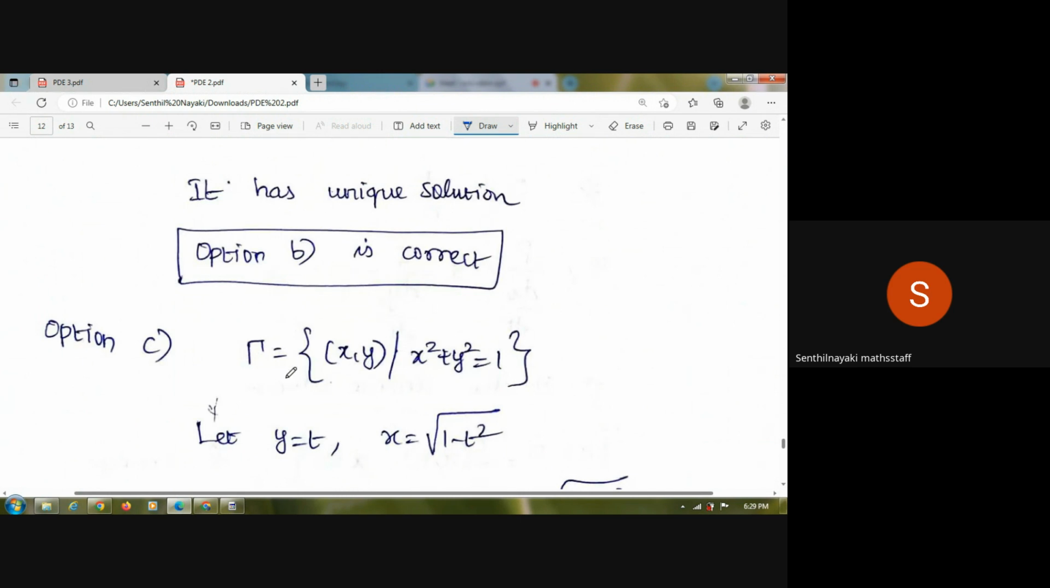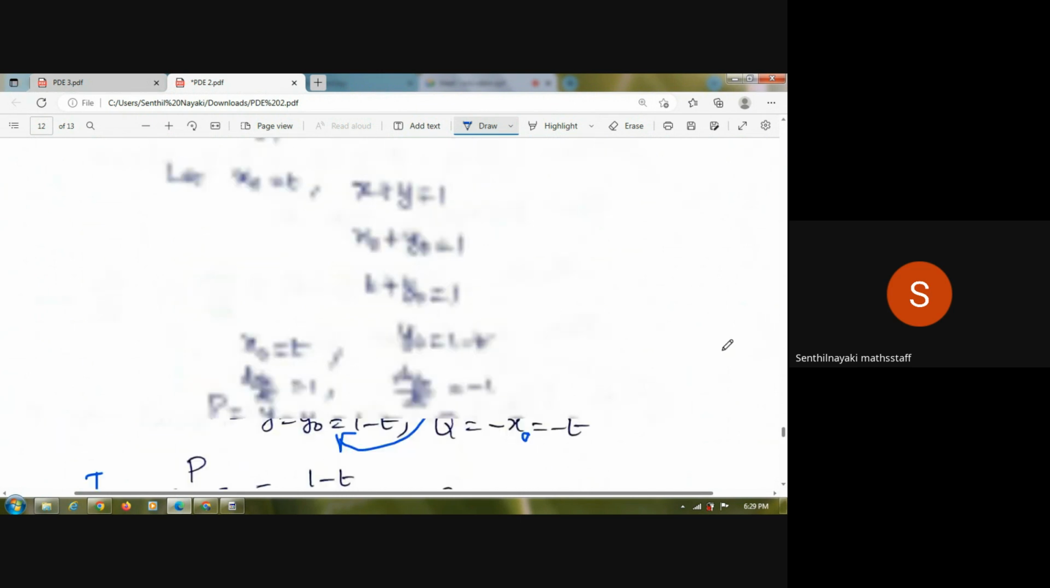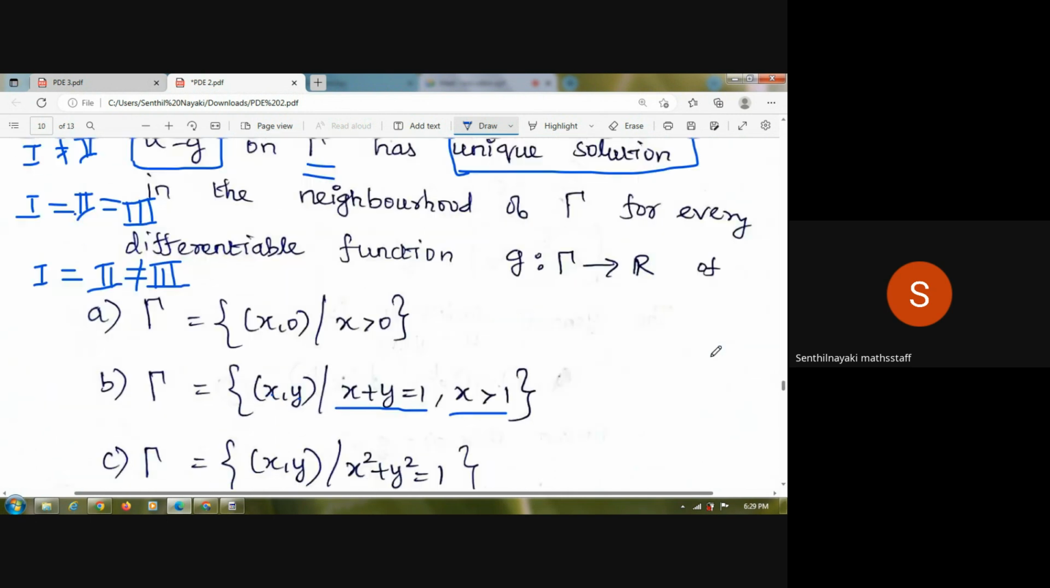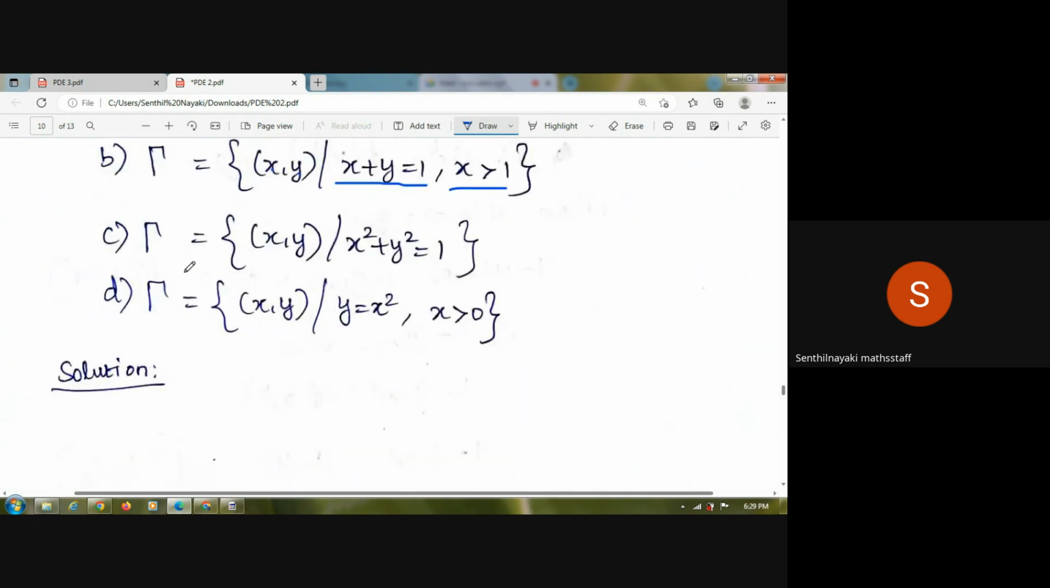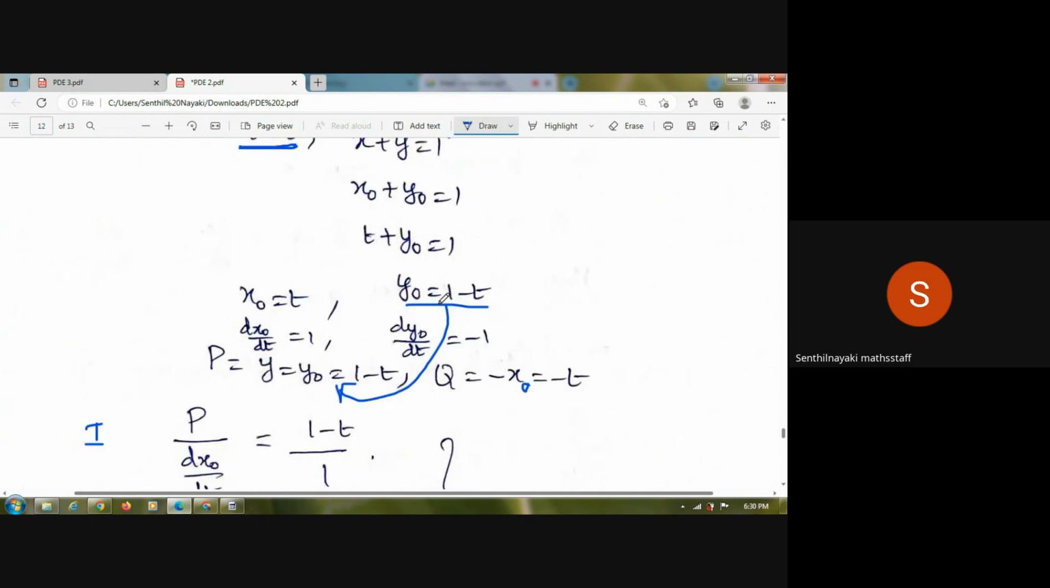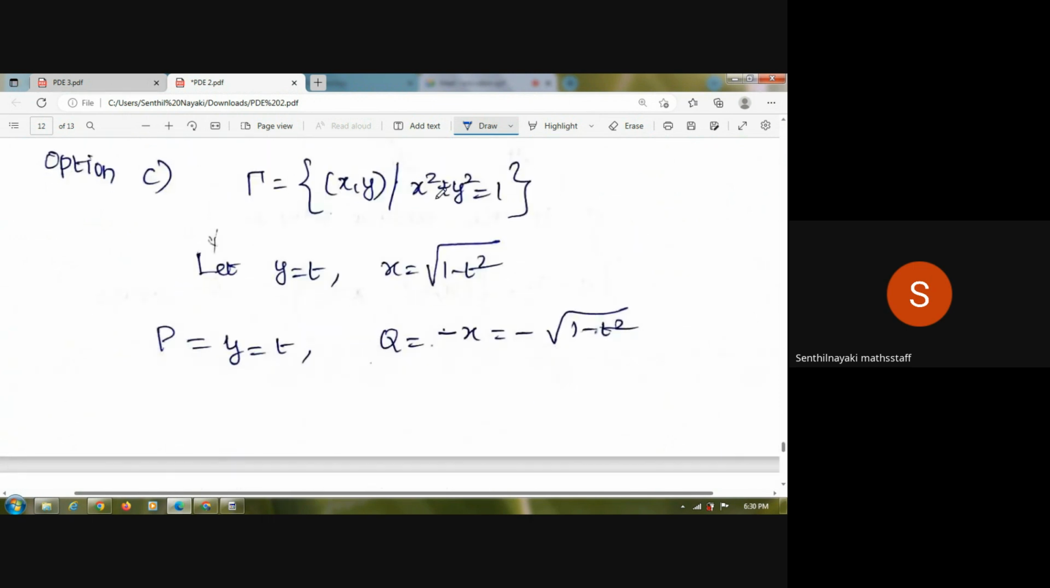Now let us check the third option. What is the third option? Gamma equal to x comma y such that x square plus y square equal to 1. So assume that y equal to t. So here there is no restriction for assuming y equal to t. Instead of y equal to t, you can assume x equal to t also. There is no problem. You get the final answer is the same what we are getting here.